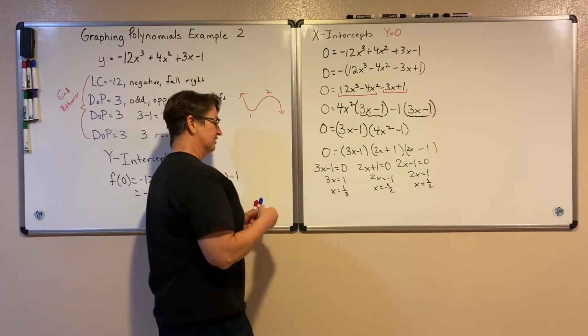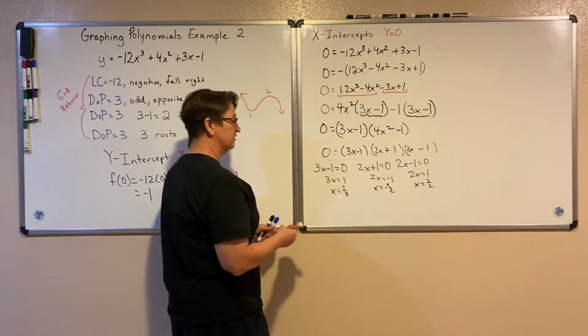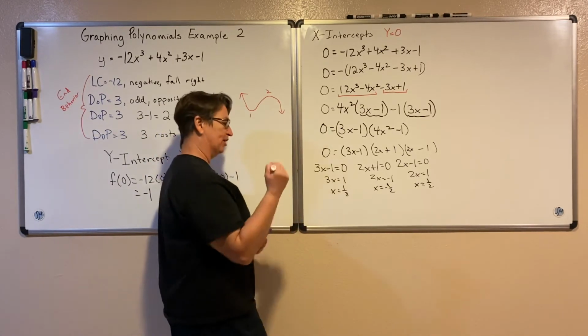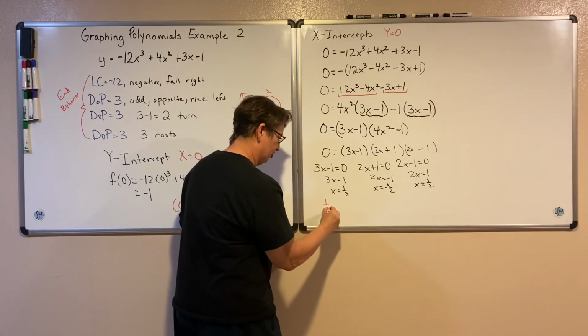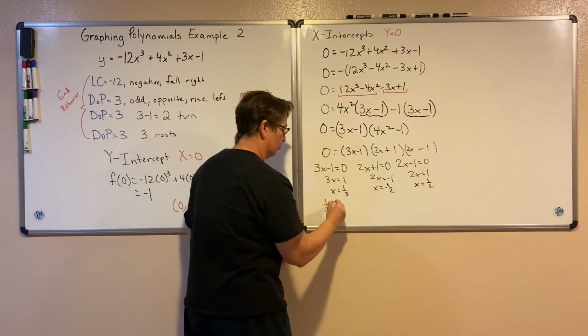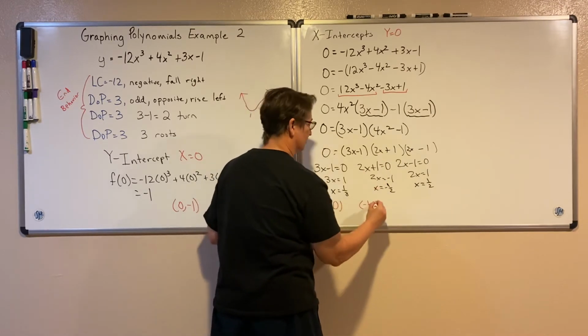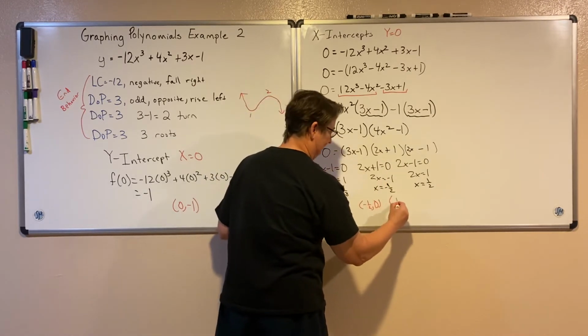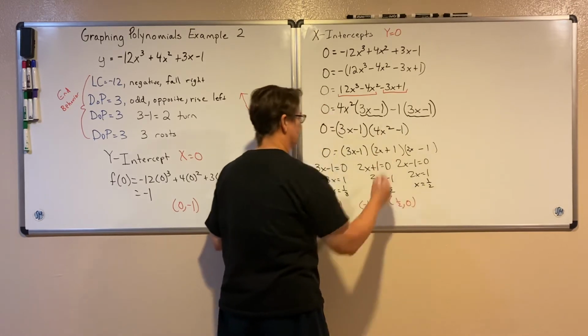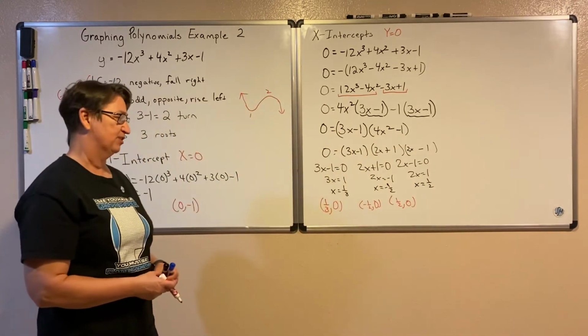The 3 x-intercepts are at the points, because x-intercepts are points on my graph. At 1/3, my y value was 0. Negative 1/2, my y value is 0. And 1/2, my y value is 0. Those are my x-intercepts there.